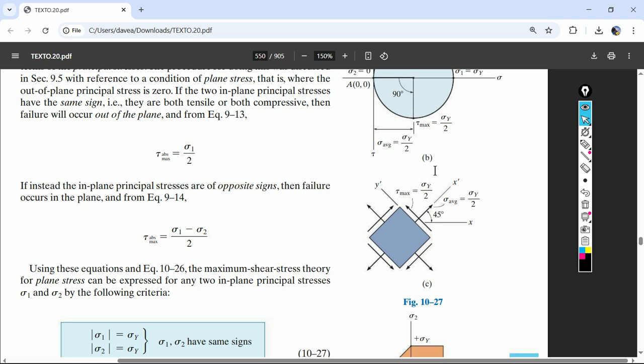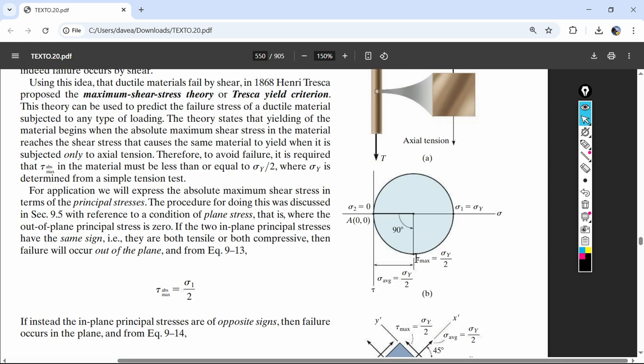What happens to our principal stresses? Well, at this point, they're the same. See how this stress becomes sigma y over 2, and then this max principal stress reduces to sigma y over 2. And so we're right at this point. This point is a point on an xy coordinate system, and so that's what we get.